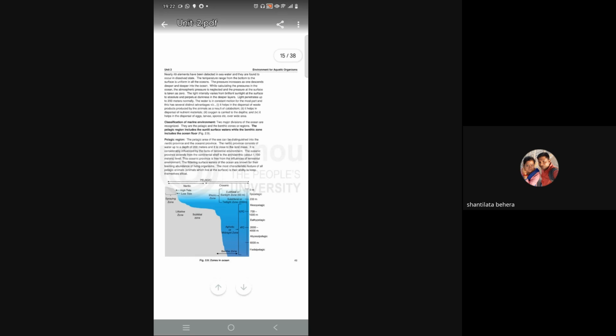See the diagram here. The pelagic zone is divided into neritic and oceanic.